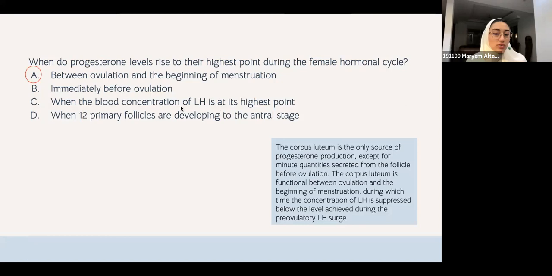When the blood concentration of LH is at its highest point, same concept. This is when you have the LH surge. At this point specifically, that's what causes your follicle to rupture, but you haven't formed the corpus luteum just yet. When 12 primary follicles are developing to the antral stage, here they're describing the follicular phase. That's not what's happening here. So between ovulation and the beginning of menstruation, that's the correct answer.